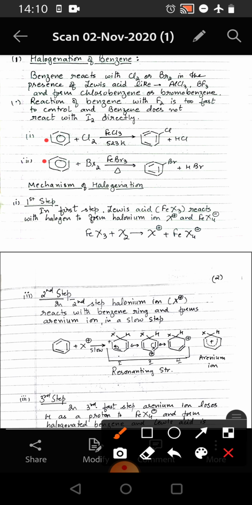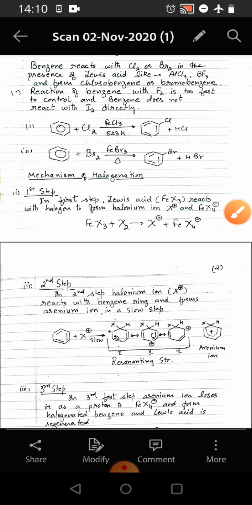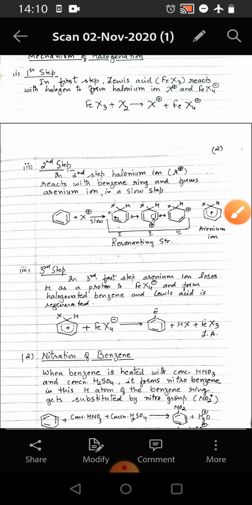Benzene reacts with chlorine or bromine in the presence of Lewis acids like AlCl3, BF3 or FeCl3 and FeBr3 to form chlorobenzene or bromobenzene. Reaction of benzene with fluorine is too fast to control and benzene does not react with iodine directly. Now we come to the mechanism of halogenation.